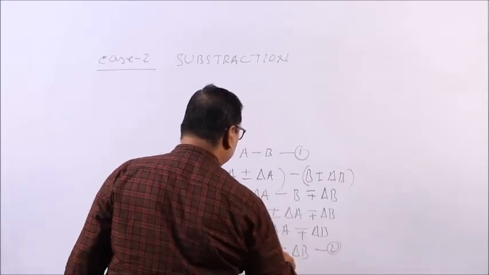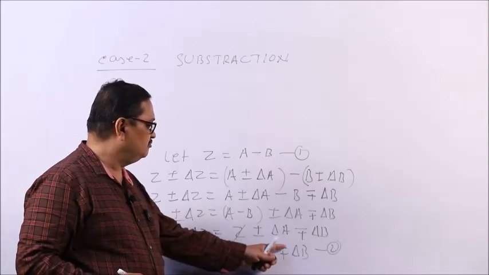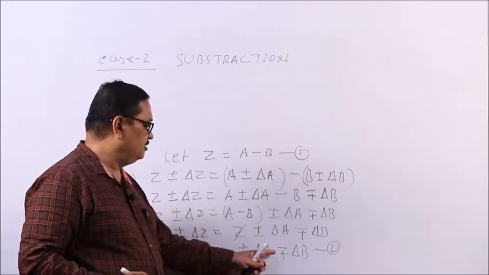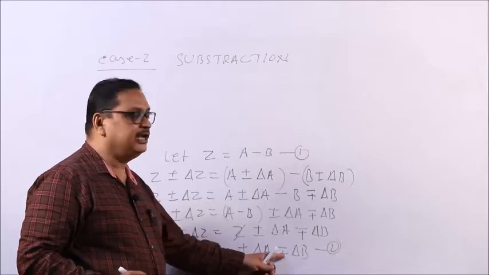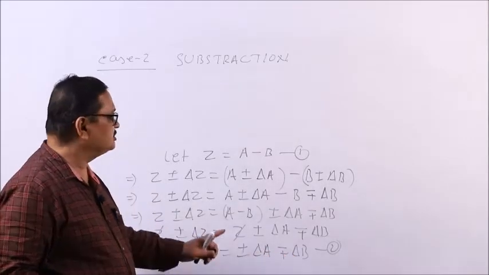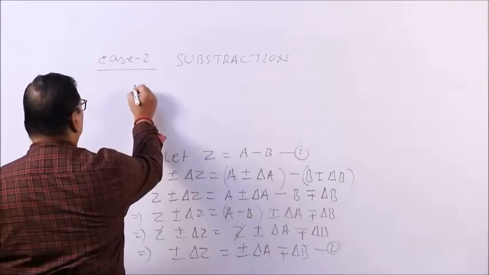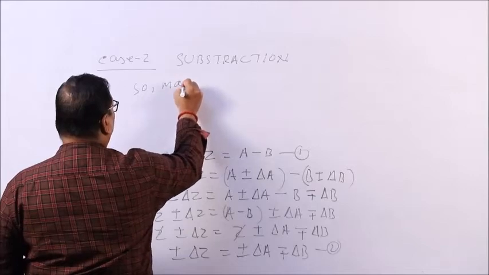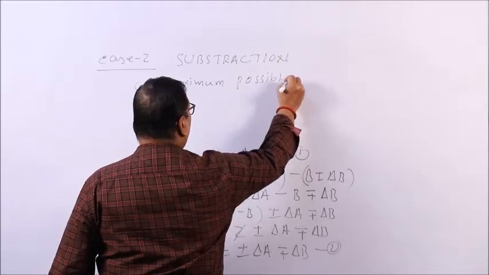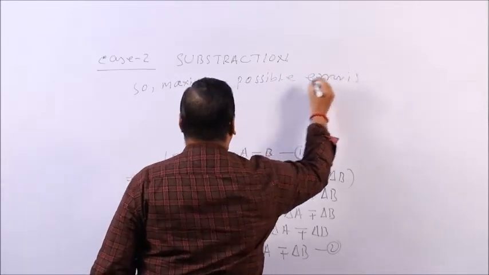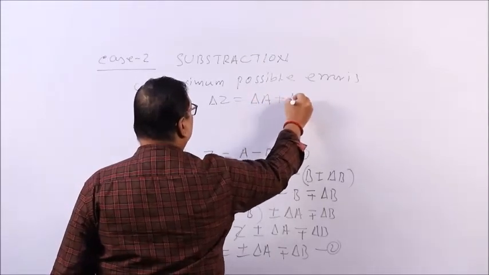In this equation also there are four possibilities: plus delta A minus delta B, plus delta A plus delta B, minus delta A minus delta B, minus delta A plus delta B. So, among four possibilities the maximum error is plus delta A plus delta B. So, the maximum possible error is delta Z equals delta A plus delta B.